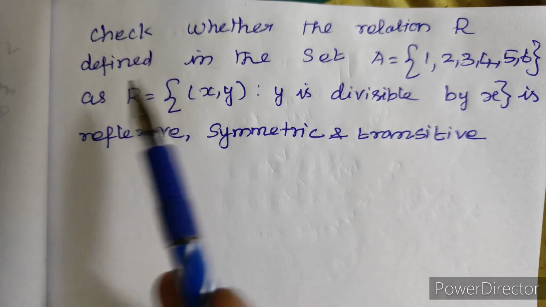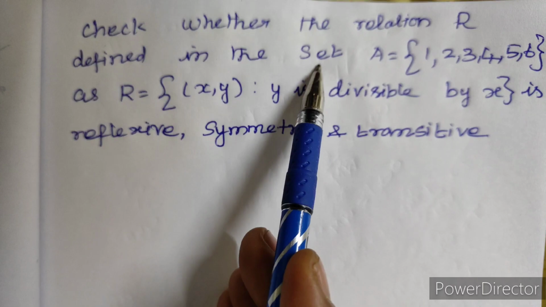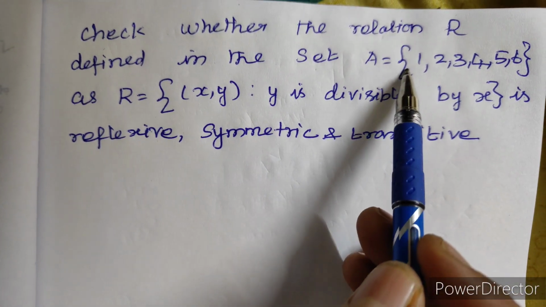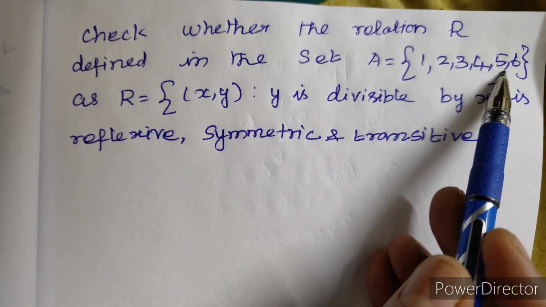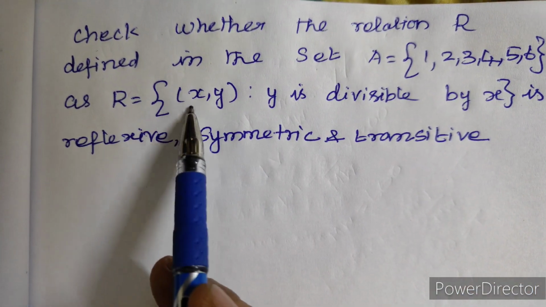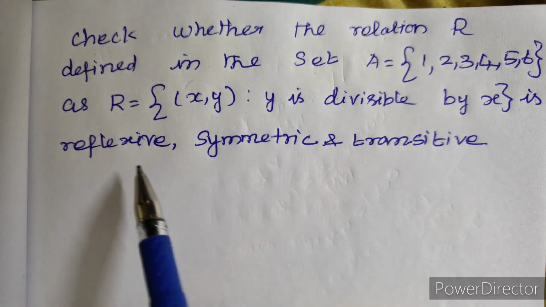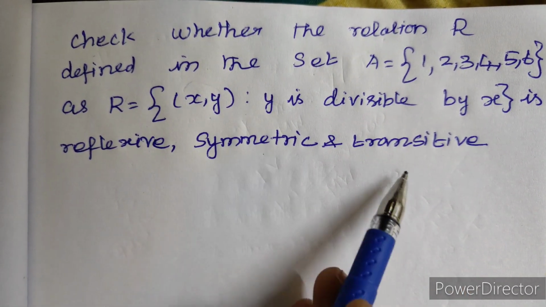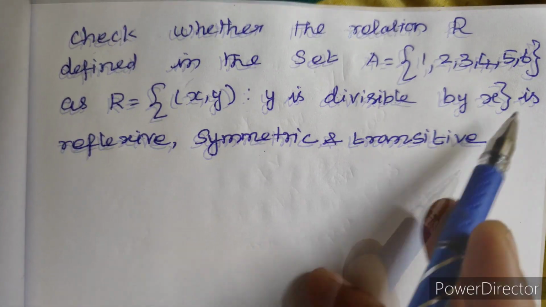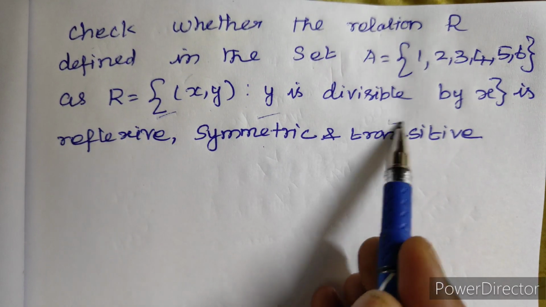The chapter is sets. Check whether the relation is defined in the set A, that is, A = {1, 2, 3, 4, 5, 6}, the 6 elements. The relation R is the set of all (x, y) such that y is divisible by x. Here you have to check whether it is reflexive, symmetric and transitive.